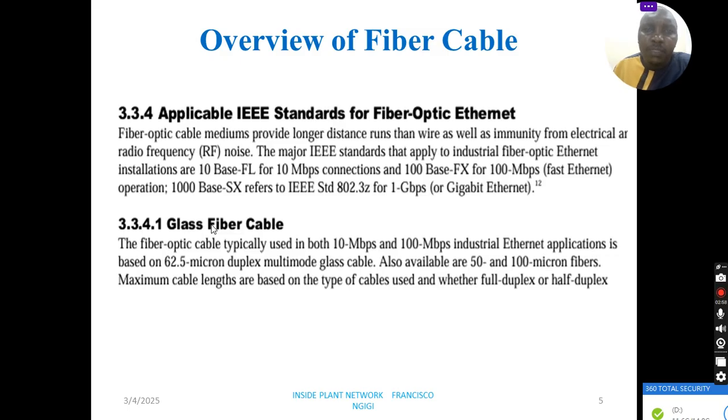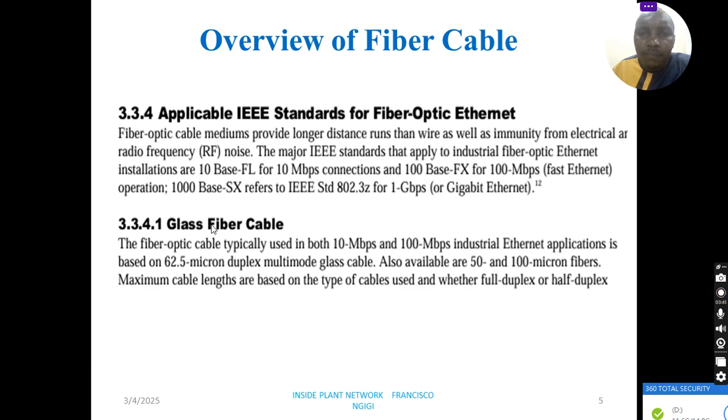Applicable IEEE standard for fiber optic Ethernet: fiber optic cable medium provides longer distance runs than wire, as well as immunity from electrical and radio frequency noise. The major IEEE standards that apply to industrial fiber optic Ethernet installations are 10BASE-FL for 10 Mbps connections and 100BASE-FX for 100 Mbps Fast Ethernet operations. 1000BASE-SX refers to IEEE standard 802.3z for 1 gigabit Ethernet.